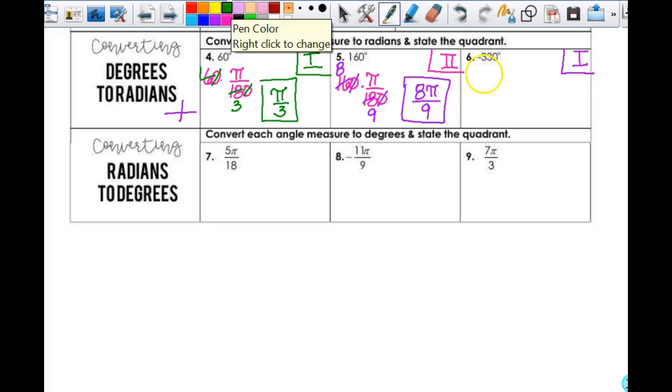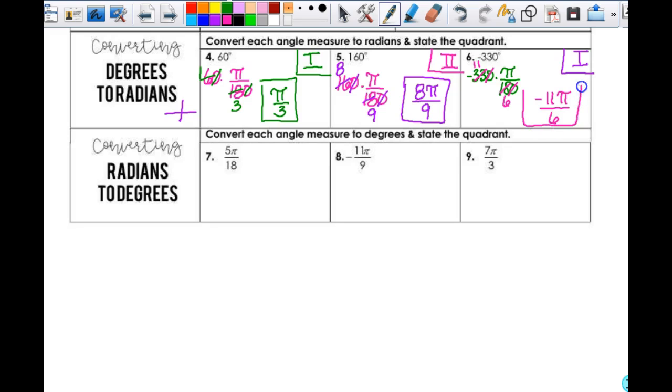And so I can take this negative 330, and I'm going to multiply it by pi over 180. I can cancel out the zeros. And can I reduce the 33 and the 18? I can divide them both by what? 3. So this becomes 11, and this becomes 6. So I get negative 11 pi over 6. Okay.